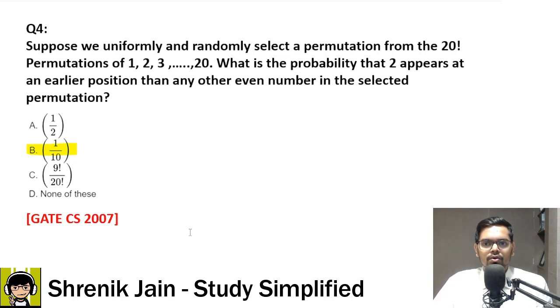First of all, by looking at the question, you have realized that 20 factorial, if they are saying these are the digits and 20 factorial, which means digits are not repeated, no repetition, then only you can say that 20 dashes we have and 20 numbers arranged among themselves in 20 factorial, which is nothing but 20 into 19 into 18 into 17 into 16 into 15 dot dot dot up till 1. That's how your 20 factorial comes. So it's without repetition. The criteria is 2 appears at an earlier position than any other even number in the selected permutation.